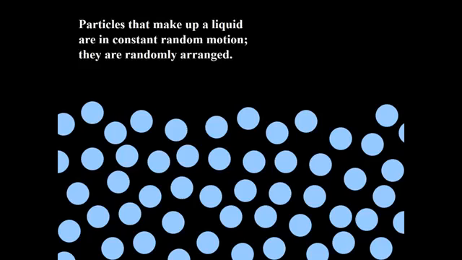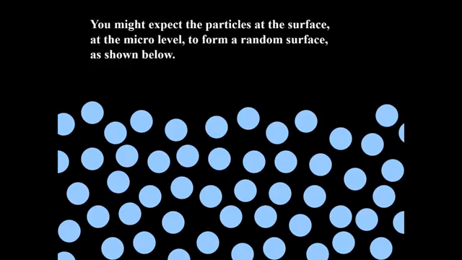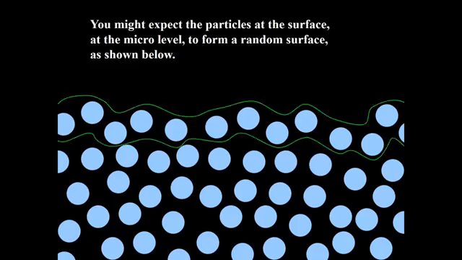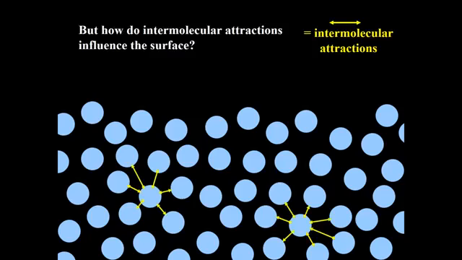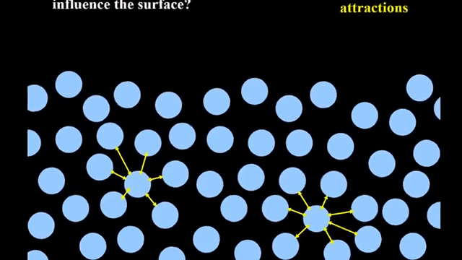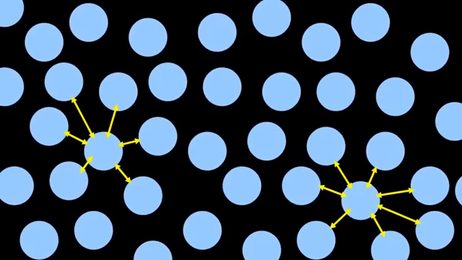So here we are looking at the individual molecules in a liquid, and let's say that each blue circle represents a molecule of water. Due to kinetic energy, the particles that make up a liquid are in constant random motion, and so they will have a random arrangement. You might expect the particles at the surface at the micro level to form a random surface as shown here. But what we should find out is how do intermolecular attractions influence the surface?